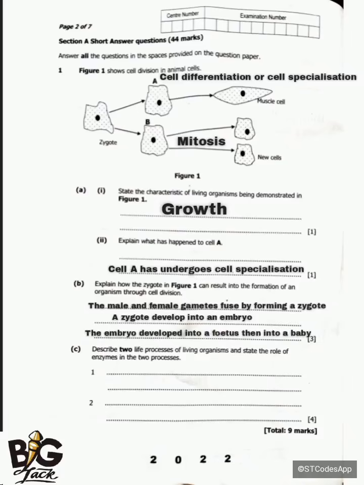Okay, so the zygote is going to be developed into an embryo. Then an embryo is going to be developed into the fetus. Then the last one, an organism is going to be produced, which is a baby.